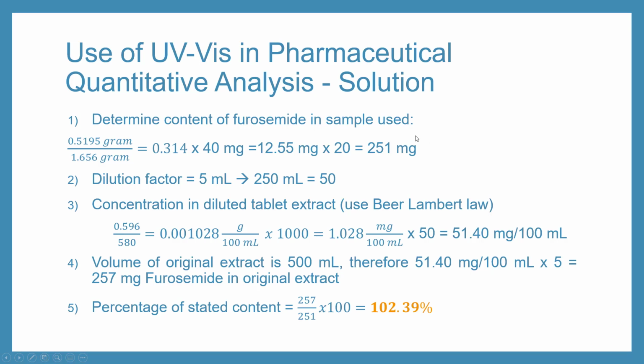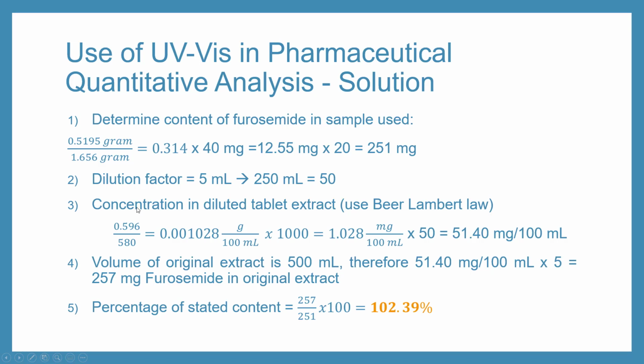Okay, so that is 251 milligrams. We're just going to park that value there for a moment. The next we'll consider dilution factor. Now we already did work this out. We said 5 mils to 250 mils, so just divide 5 into that and we'll say our dilution factor is 50. So we'll have to remember that for the end.